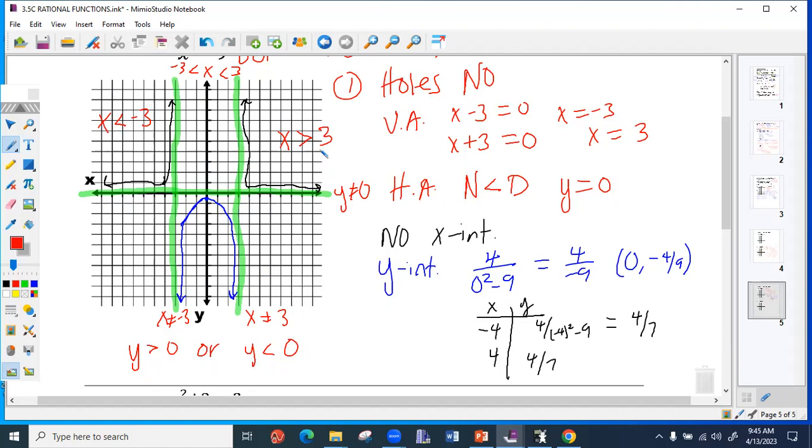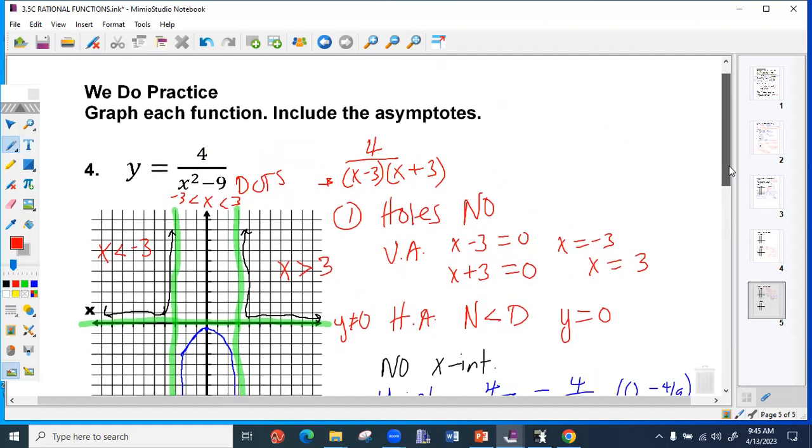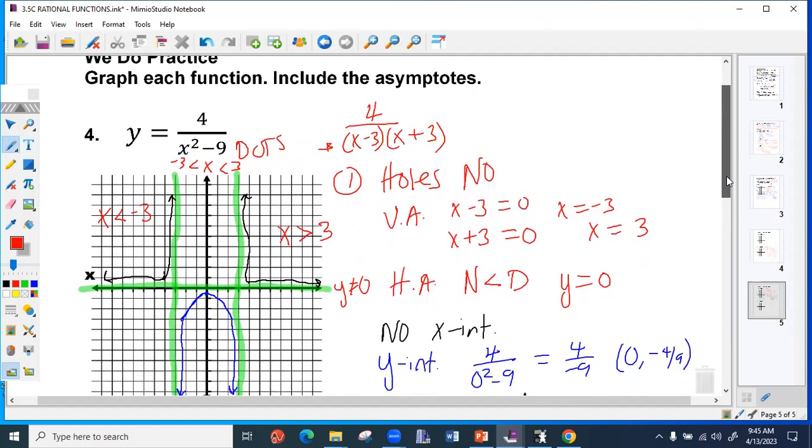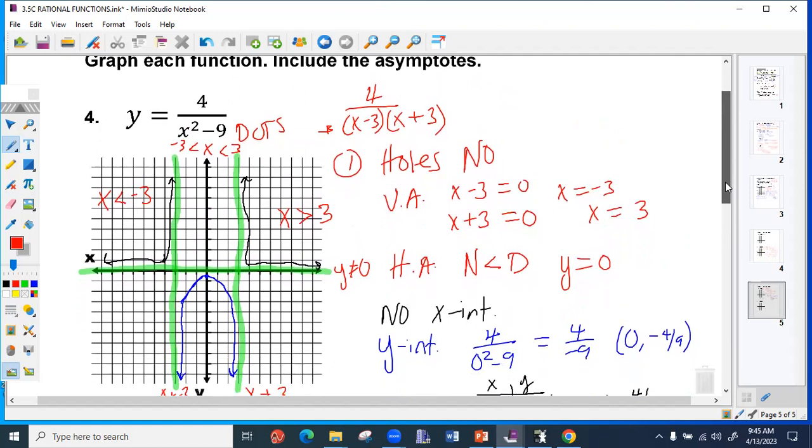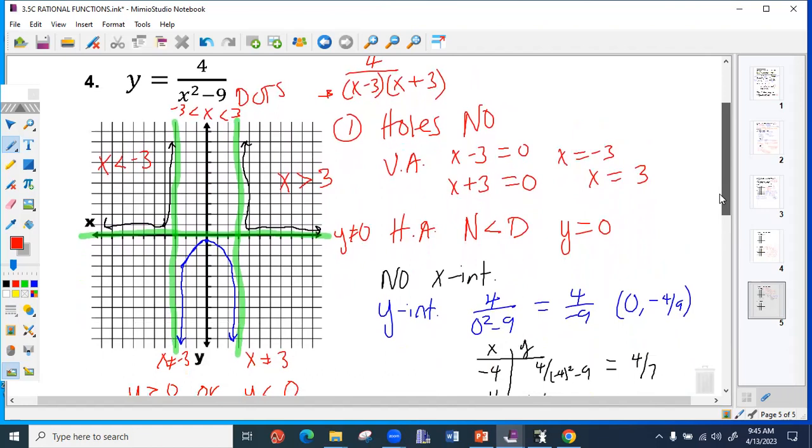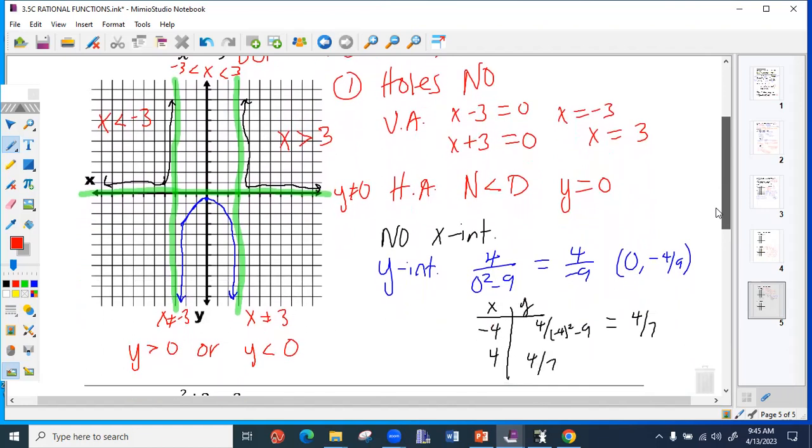If you put this in the calculator, this is what it'll look like. Did anyone actually graph it to see the funness? Yeah. The only thing is that you don't see the asymptotes, because you put in 4 over x squared minus 9. So it's just going to have that shape. No, it doesn't show you your asymptotes. That's why you have to be able to do it manually.